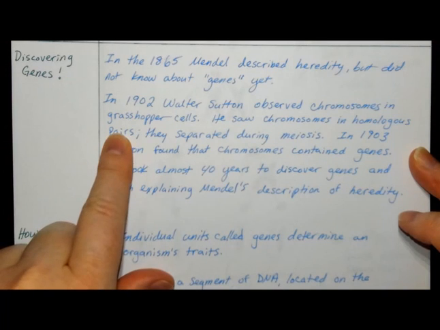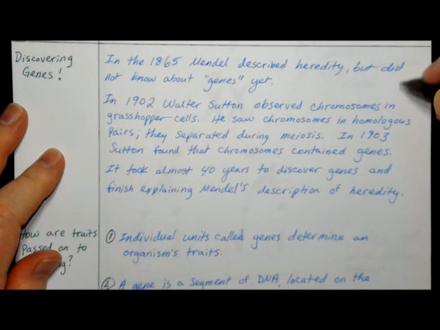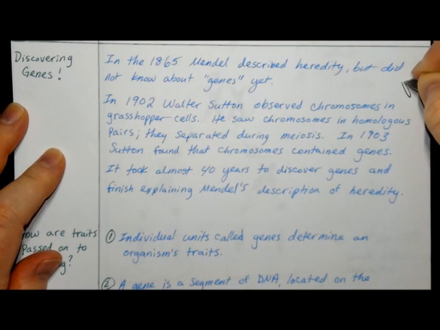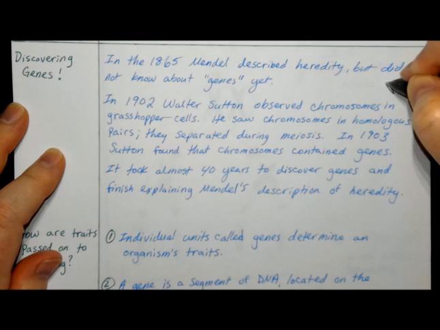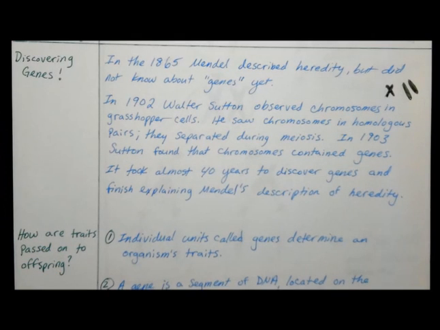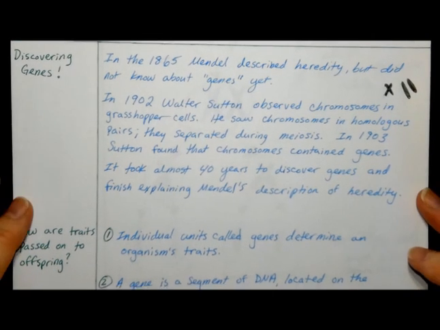Homologous pairs, if you remember, that's when your chromosomes are either just two like that, a pair of the same type of chromosomes, or they can be crossed in an X if we're talking about after prophase has happened and during mitosis or meiosis.